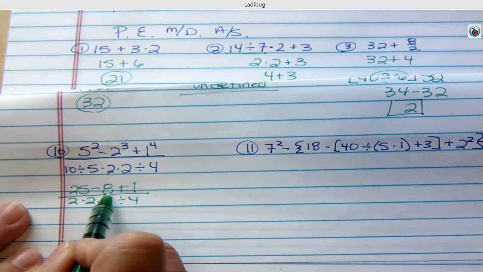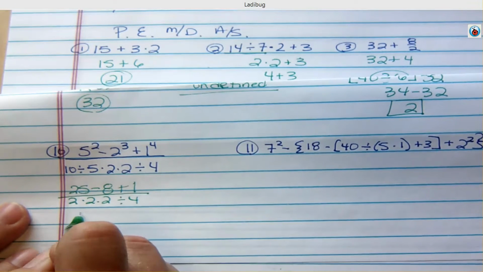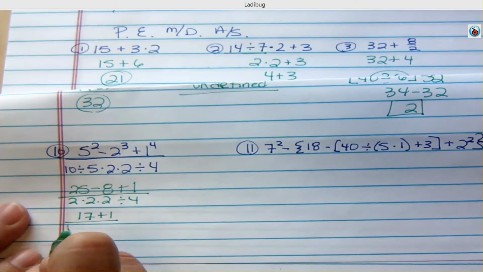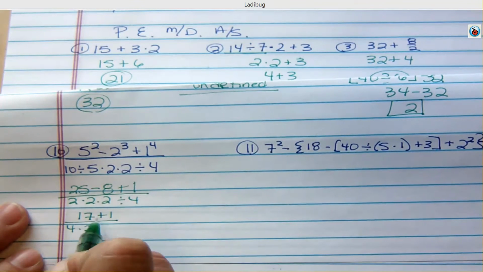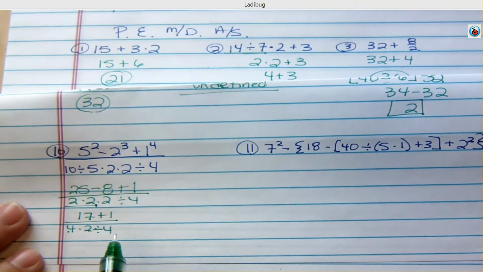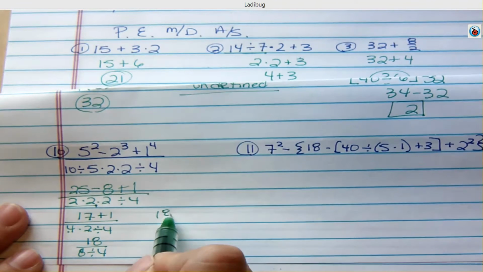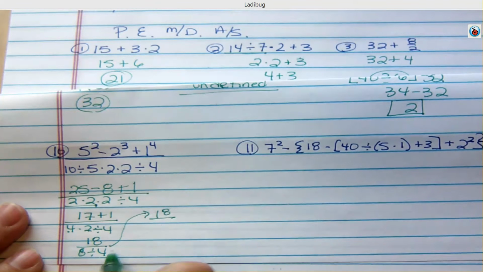Now on the top, 25 minus 8 is 17. On the bottom, 2 times 2 is 4. So I've done that part, that's 4. I still have times 2 and divided by 4. 17 plus 1 is 18. And I have 4 times 2, which is 8, divided by 4. I'm running out of space. I'm going to bring it up here. And 8 divided by 4 is 2. And 18 divided by 2 is 9.